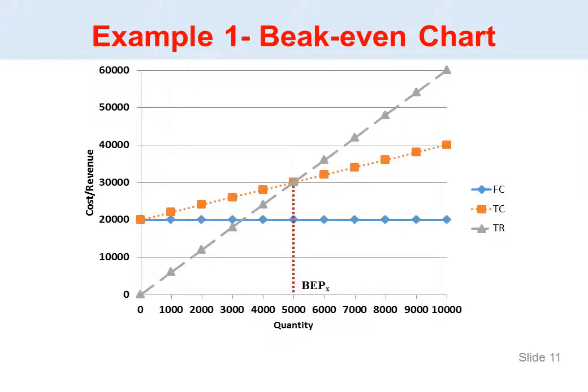Here is how to draw the chart. The total revenue starts from the origin. The total cost starts from the point of fixed cost, which is the blue line.